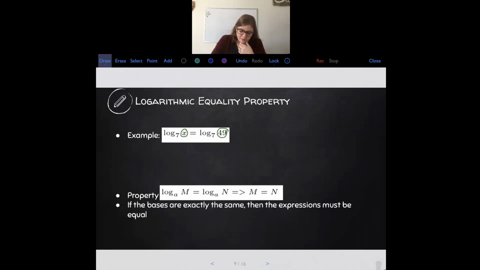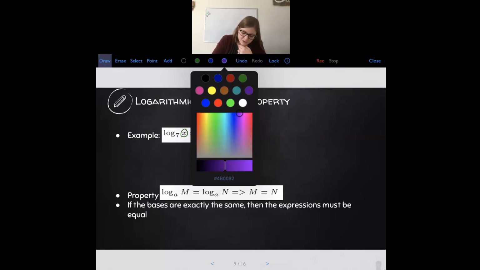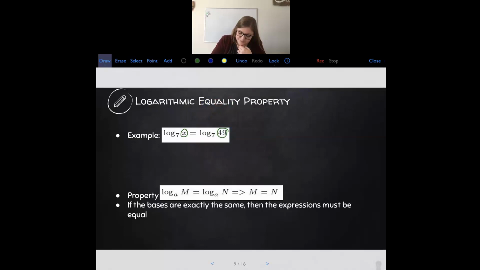Okay, so the property down below, we have log base a of m, so m would be the expression, equals log base a of n. That means that the expressions inside have to be equal to each other. And this arrow should be going both directions, because the other thing that we're allowed to do is, if we have m is equal to n, we're also allowed to take the log of whatever base we want of both sides. And that can help us to solve exponential equations, as we'll see in the next section.